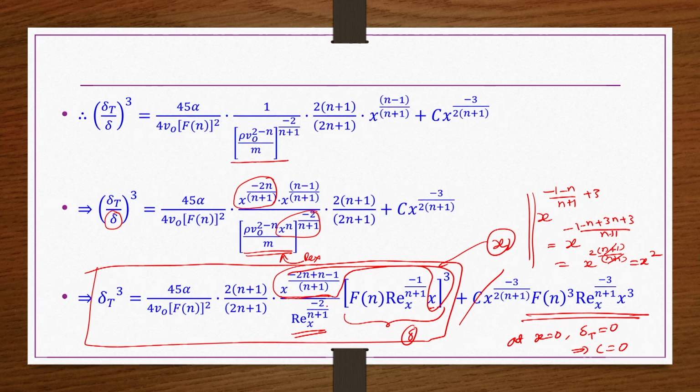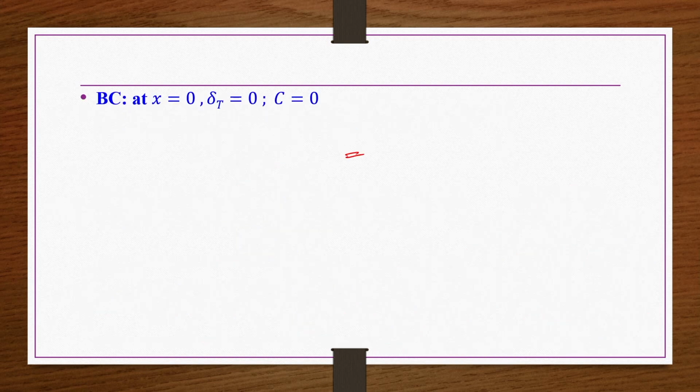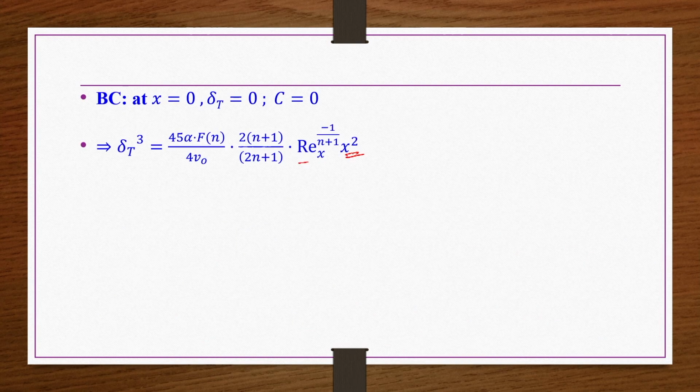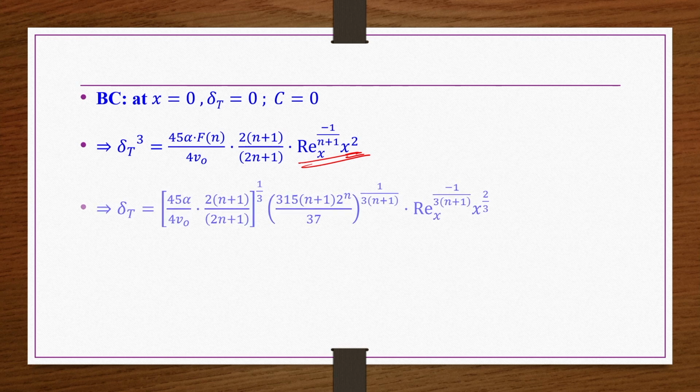Similarly, this Rex power minus 3 by n plus 1 multiplied by Rex terms, if you simplify, Rex power minus 3 by n plus 1 and then plus 2 by n plus 1, you get Rex power minus 1 by n plus 1. So this constant multiplied by Rex power minus 1 by n plus 1 x square you will be getting. Right, so now we take the cube root on either side so that we can have delta.